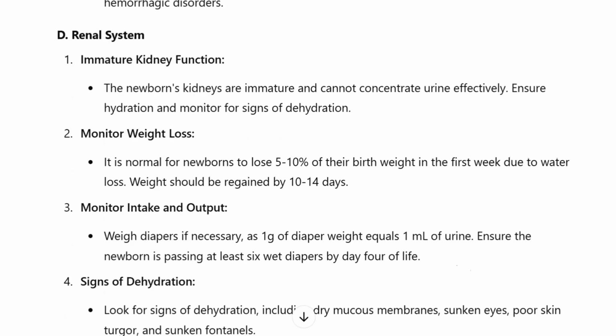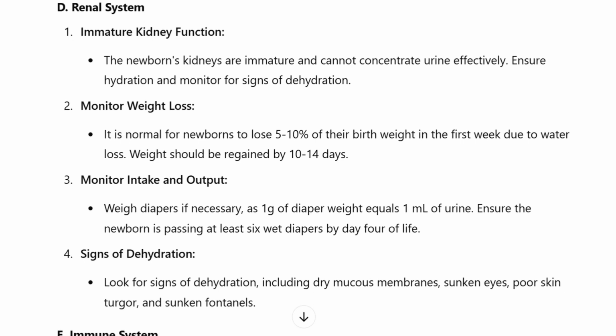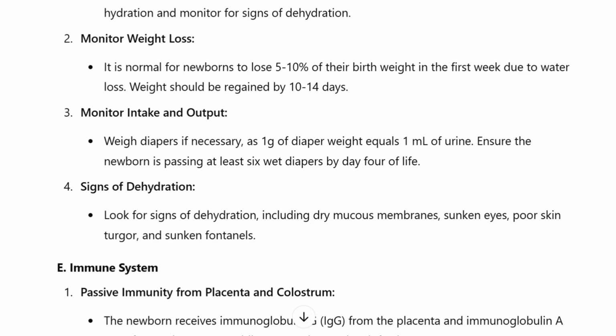1. Immature kidney function. The newborn's kidneys are immature and cannot concentrate urine effectively. Ensure hydration and monitor for signs of dehydration. 2. Monitor weight loss. It is normal for newborns to lose 5 to 10% of their birth weight in the first week due to water loss. Weight should be regained by 10 to 14 days. 3. Monitor intake and output. Weigh diapers if necessary, as 1 gram of diaper weight equals 1 milliliter of urine. Ensure the newborn is passing at least 6 wet diapers by day 4 of life.